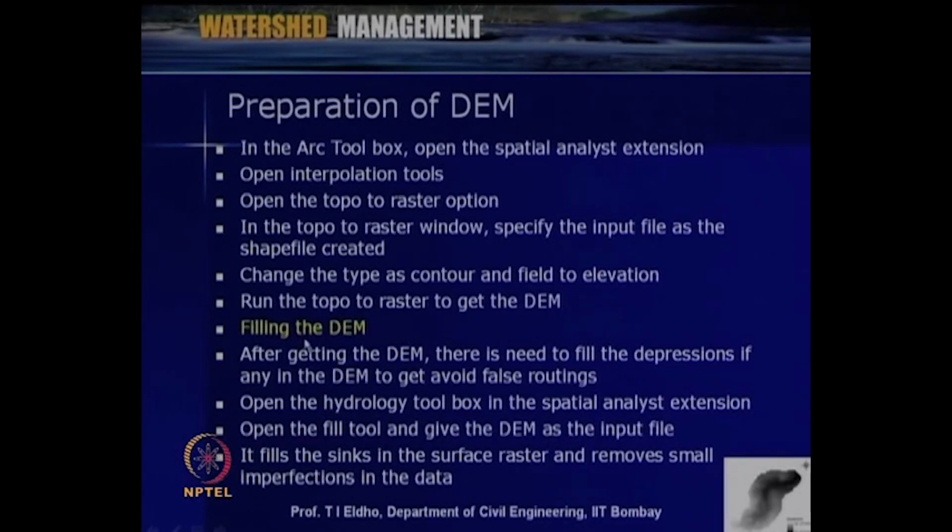That is the so-called filling of the digital elevation model. After getting the DEM, there is a need to fill the depressions, if any, in the DEM to avoid false routings. You can see that it depends upon the contour interval. If a very fine contour interval is available, then most of our problem will be solved, but if only a coarse contour interval is available, like a 10 meter or 20 meter interval, then the DEM we get cannot completely or correctly represent the various elevation variations within the watershed. So, here we can go for filling the DEM.